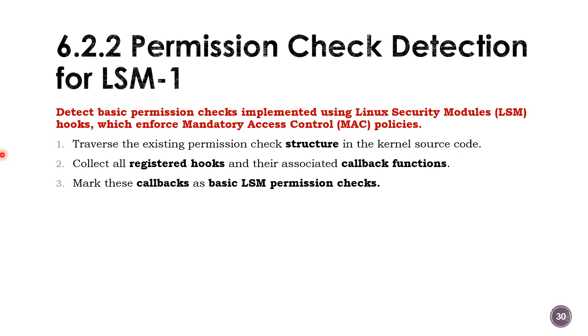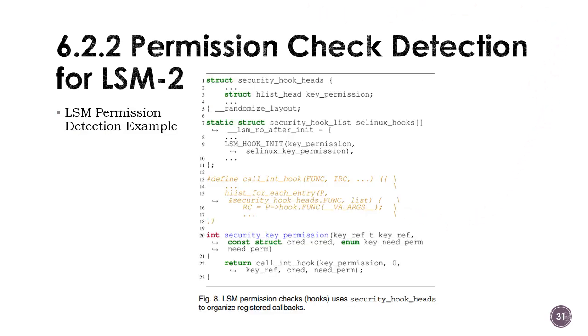AppArmor. And the second one is to collect all the registered hooks that are associated with the callback functions that you defined as the new permission check function. And the third one is to mark those callback functions built in the Linux kernel as the basic LSM permission checks. And in the next slide, we will discuss it using an example.